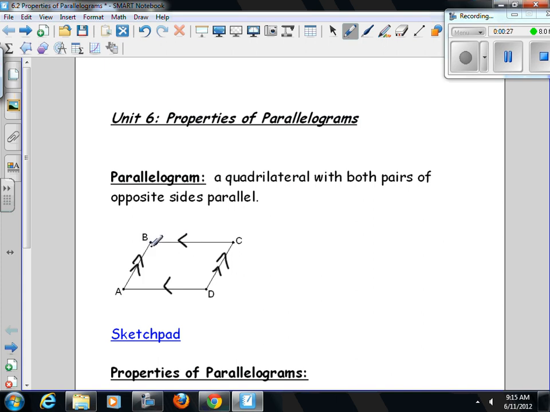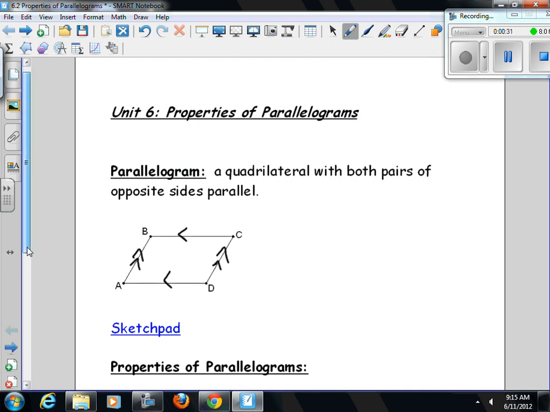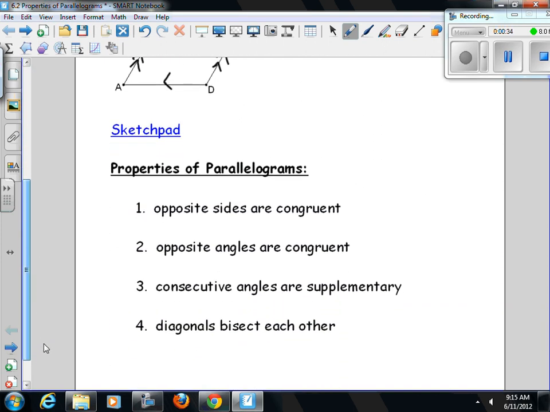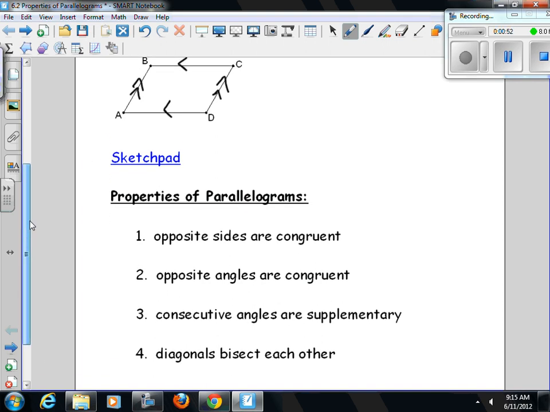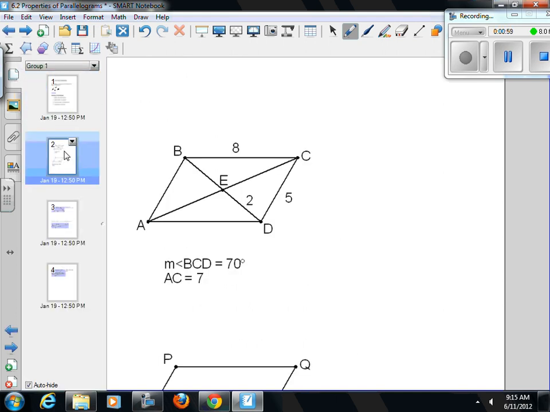Now, in class, I'm going to show you how to construct a parallelogram on Sketchpad. So we'll be doing that in class. There are some properties of parallelograms. In parallelograms, opposite sides are congruent, opposite angles are congruent, consecutive angles are supplementary, and diagonals bisect each other. So these are properties that we're going to be using and looking at. So let's go to the next page.